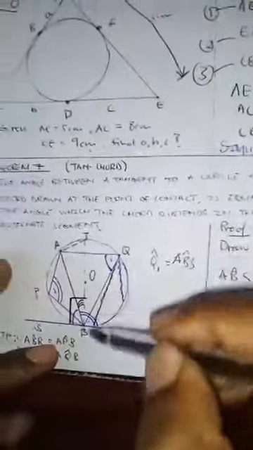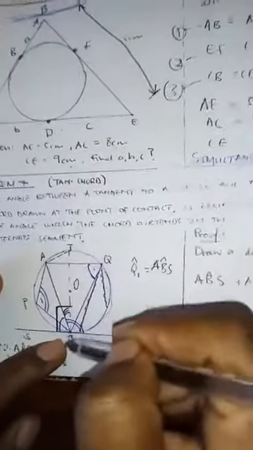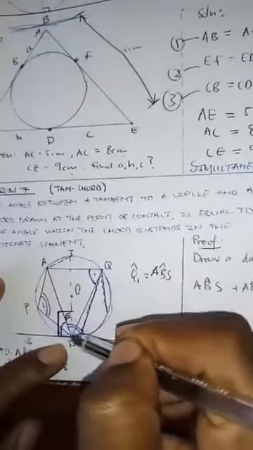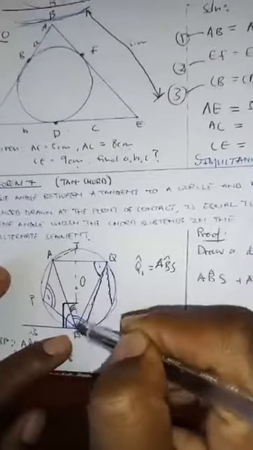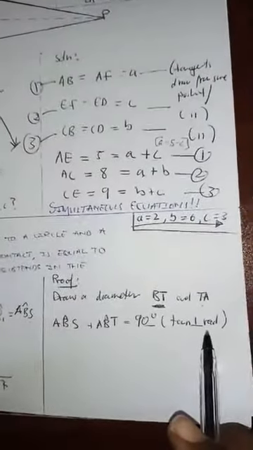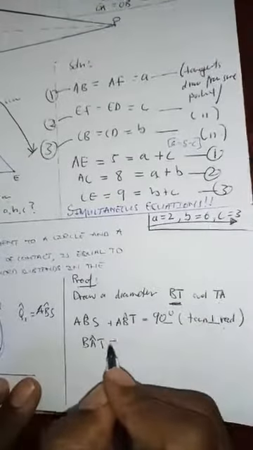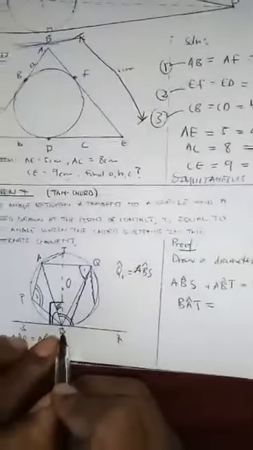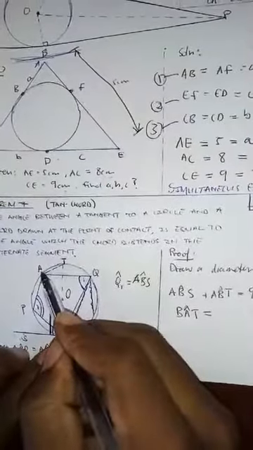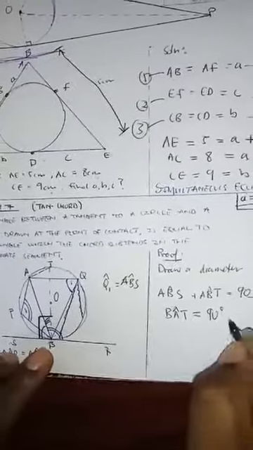Why? Because BT is a diameter, but OB is a radius. So a tangent to a radius forms 90 degrees. So that's what we have. What else do we know? Angle BAT should be 90 degrees. What's the reason?